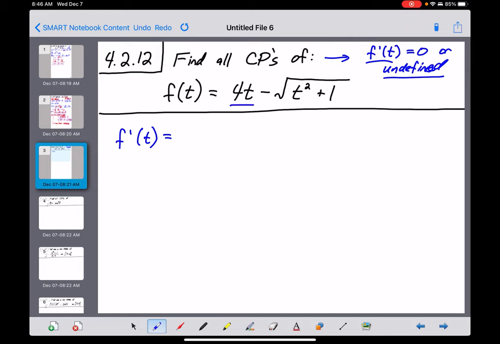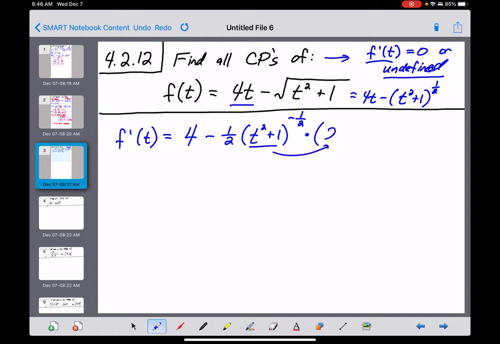Derivative of 4t is just going to be a 4, and then this one's going to be a little bit tougher. Probably should have thought of this as 4t minus, and then t squared plus 1 to the 1/2 power. So let's use the power rule here, guys. Bring that 1/2 out in front. That's going to be a minus 1/2. The same base of t squared plus 1, drop the power by 1, so that's a negative 1/2. But wait, there's more, times the derivative within. And the derivative of t squared plus 1 is going to be a 2t.